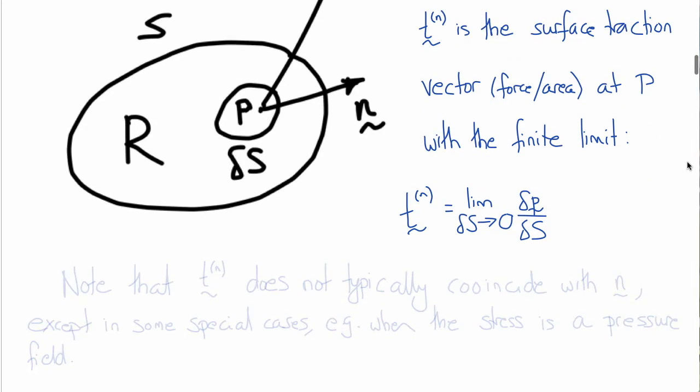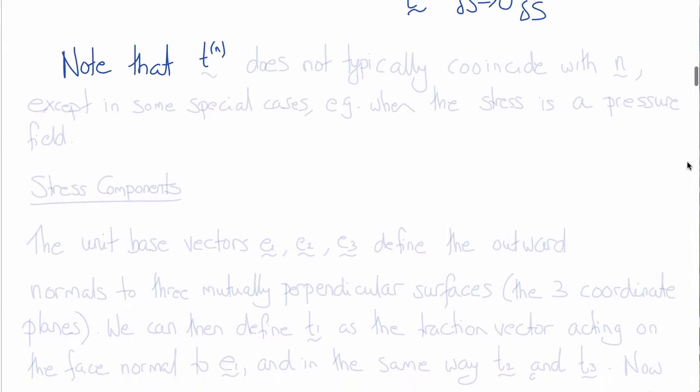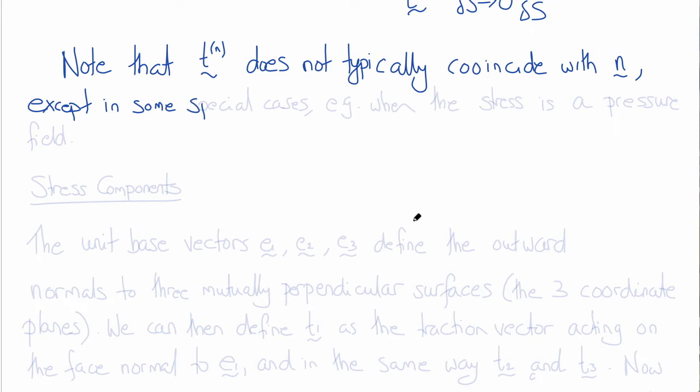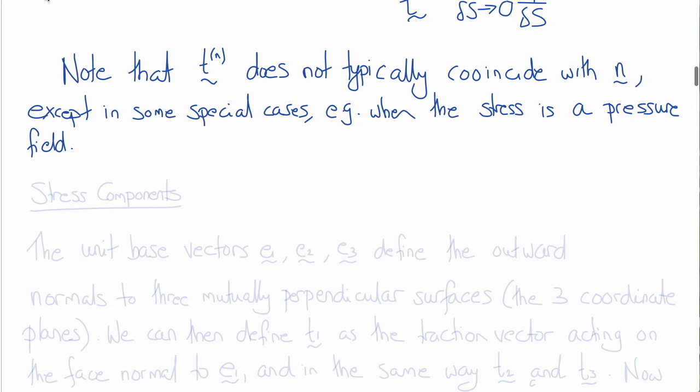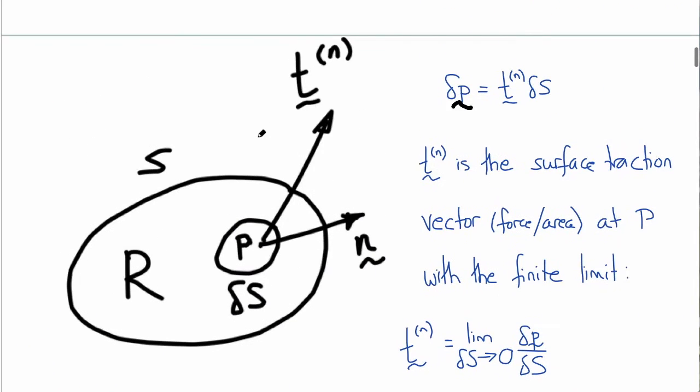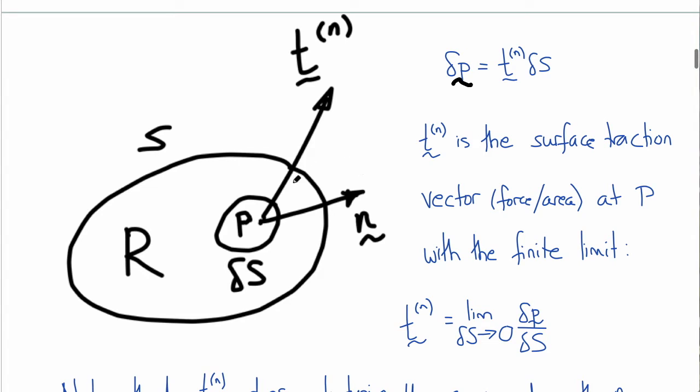Now, notice in general that T superscript N does not typically coincide with N, except in some special cases, such as when the stress is a pressure field, in which case all tractions would be normal to the surface. But normally they're not. Normally a component of the tractions is also tangent to the surface. So T and N don't coincide. There are components of T that are parallel to N, and there are components of T that are normal to N.